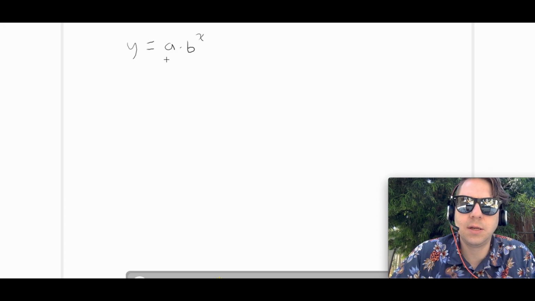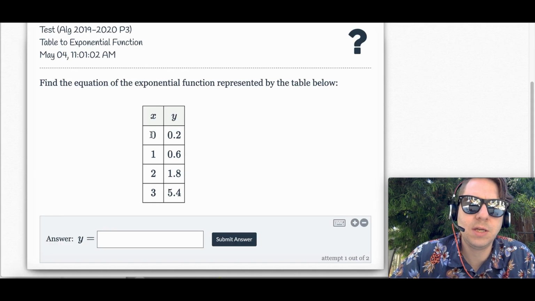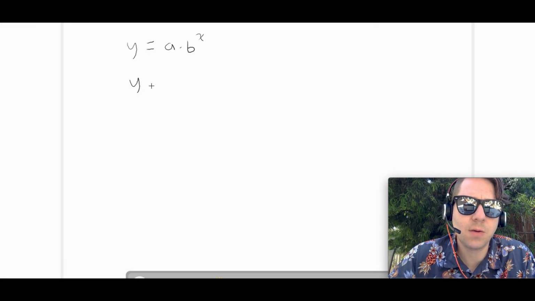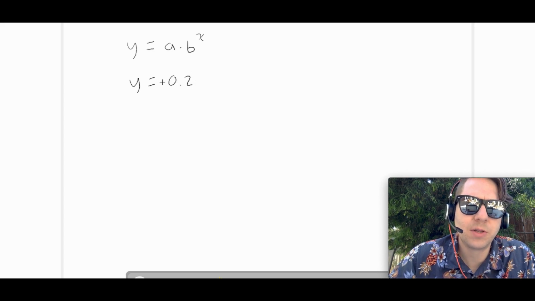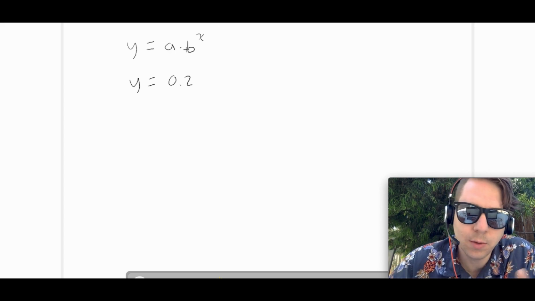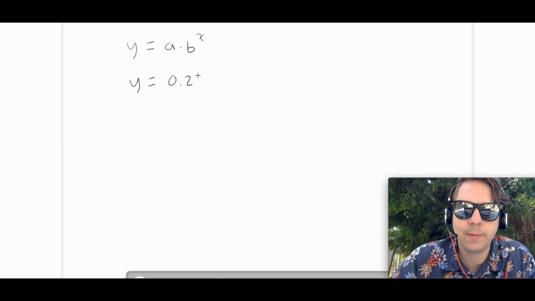So our a is going to be our starting value. We can see what our starting value is because it is where x is 0. So we can start plugging in things that we know, 0.2. That's going to be what y is when x is 0, because b to the 0 power is 1, and 1 times 0.2, so yeah, that makes sense.